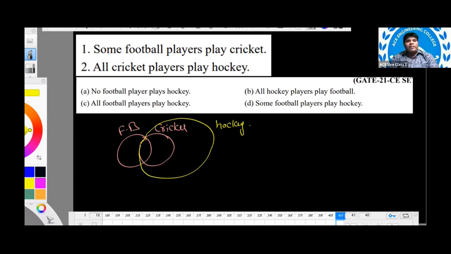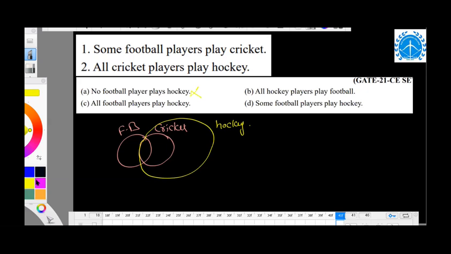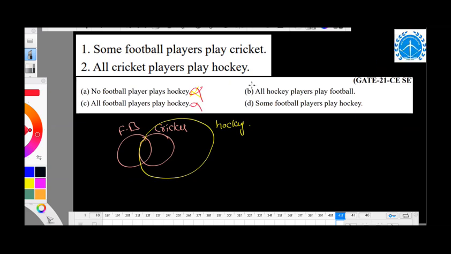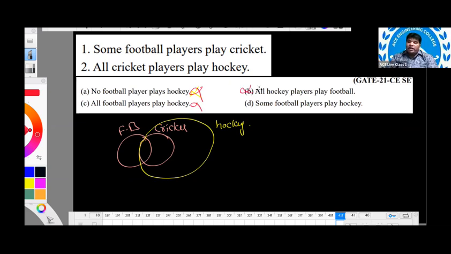Next, no football player is a hockey player. Is it right? No, not right, because we have some football players who are hockey players also. Next, all football players play hockey. Wrong. All hockey players play football. Wrong. Some football players play hockey.